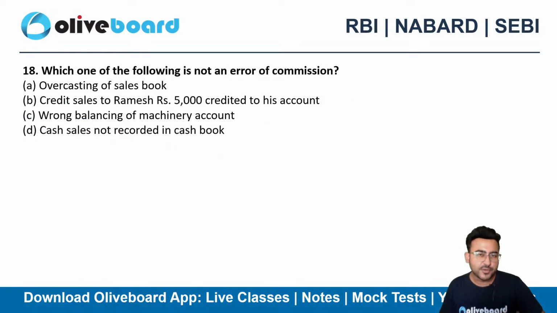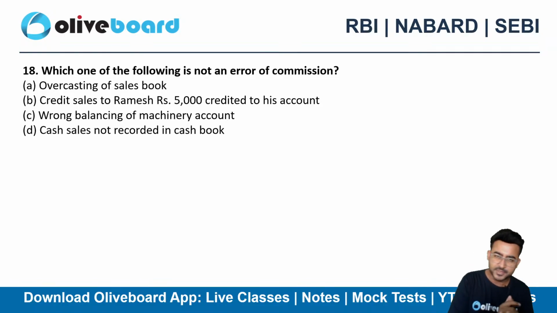Next, which of the following is not an error of commission? Which of the following is not an error of commission? What are errors of commission? Any kind of clerical mistakes in my organization will be called errors of commission.